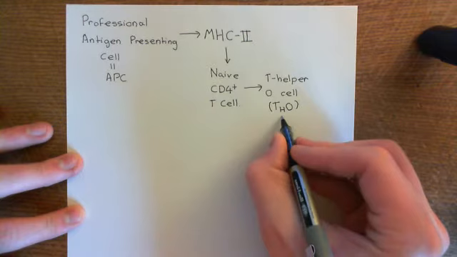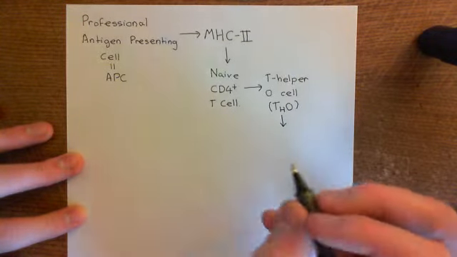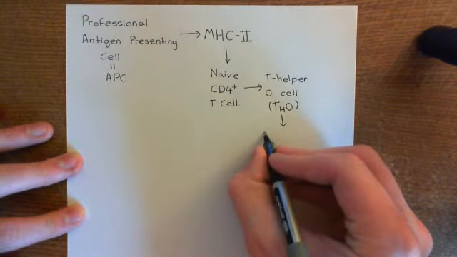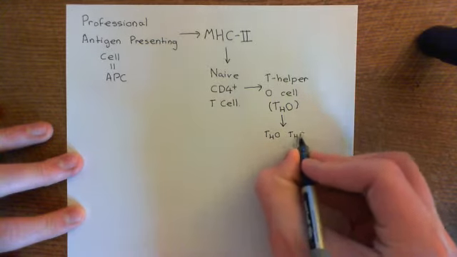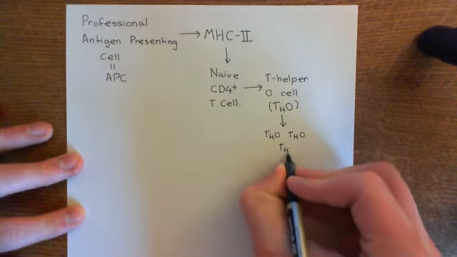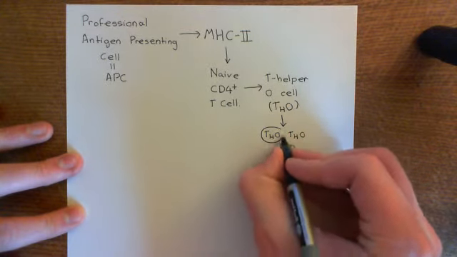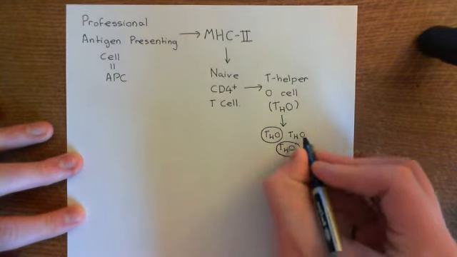Okay, and then this cell undergoes proliferation, so you end up with many T helper 0 cells. So you go from having just one T helper 0 cell to having absolutely loads of the things. So here we have a whole population of T helper 0 cells. So 3 I've drawn, but of course you'll make thousands if not millions of the things.